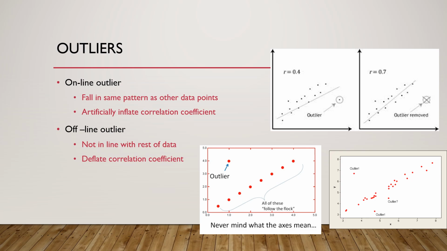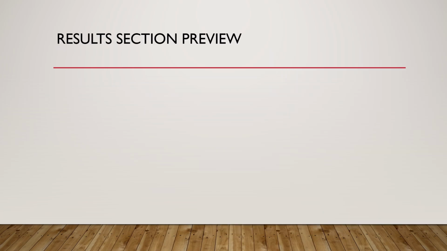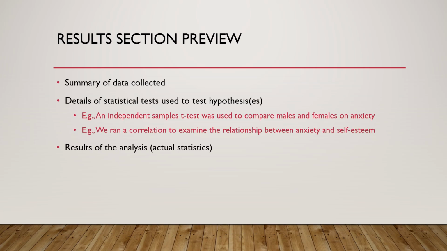We have so far talked about how to write an introduction and a methods section, and the next section in your paper is going to be a results section. We're going to talk more in depth about the results in a few weeks and how to make sure all of the data you want is presented in those results. But just as a general preview, this section includes a summary of all of the data that you collected. It also makes sure to detail each of the statistical tests that you are using, such as an independent samples t-test that's comparing male and female groups on anxiety. You're always comparing two groups there. Or you could do a correlation to examine the relationship between two variables, such as anxiety and self-esteem. And then you want to give the actual results of that analysis.